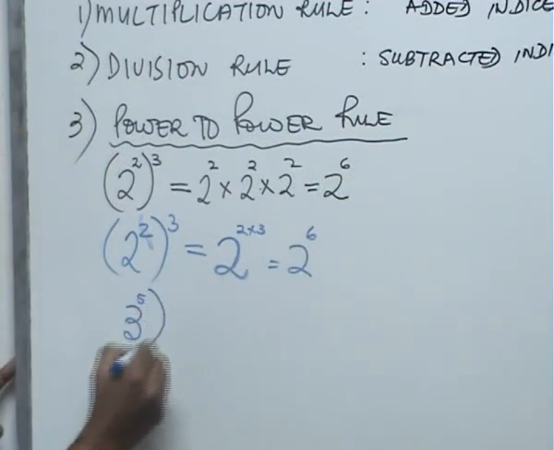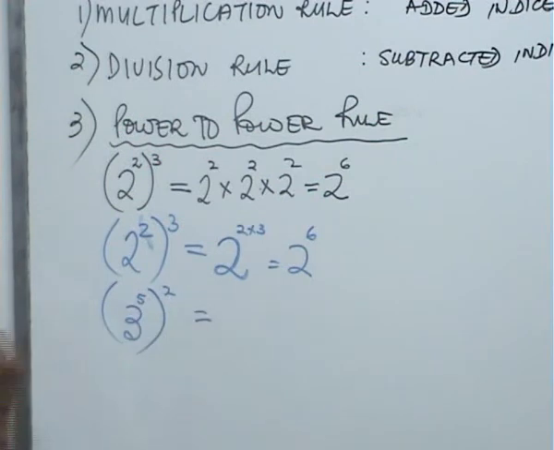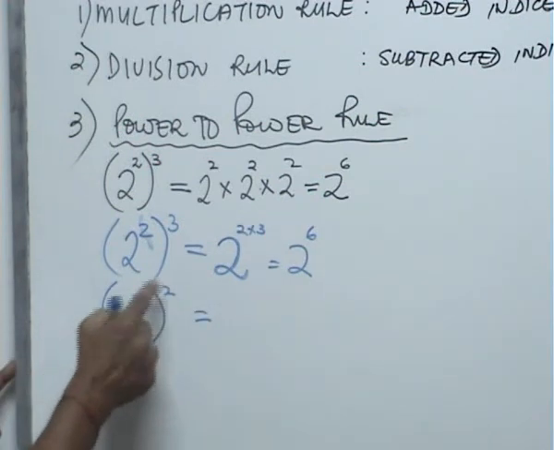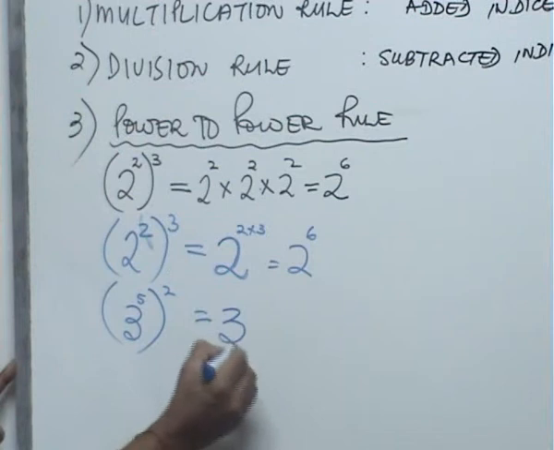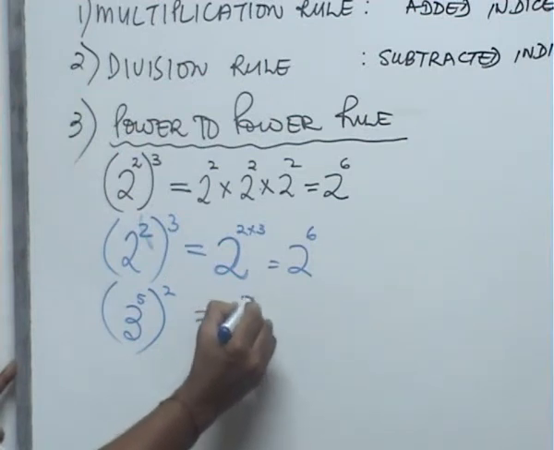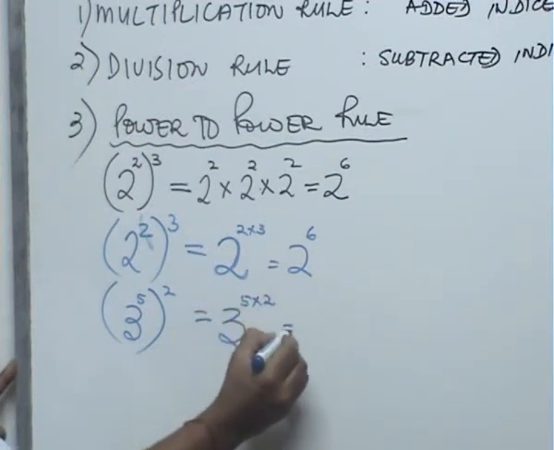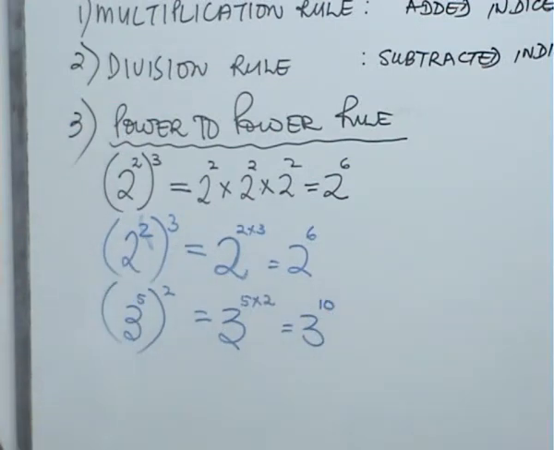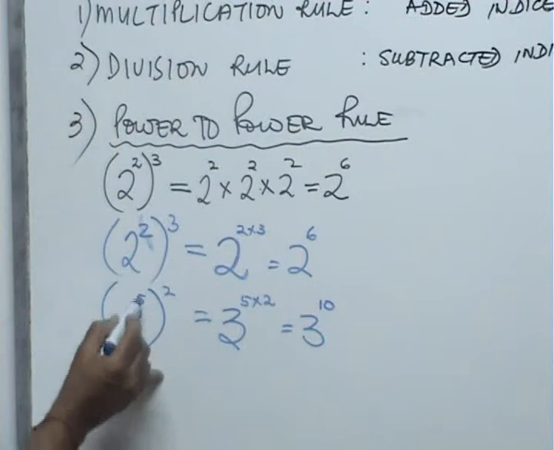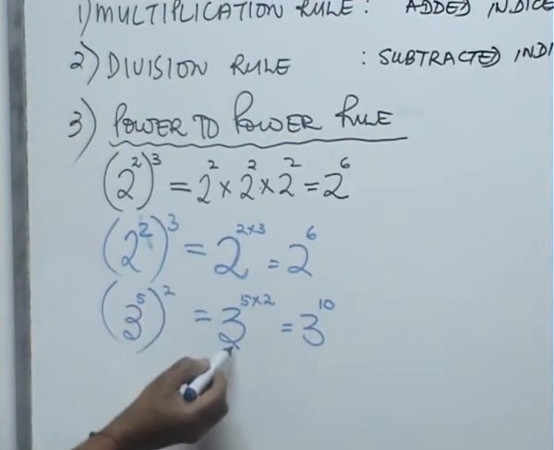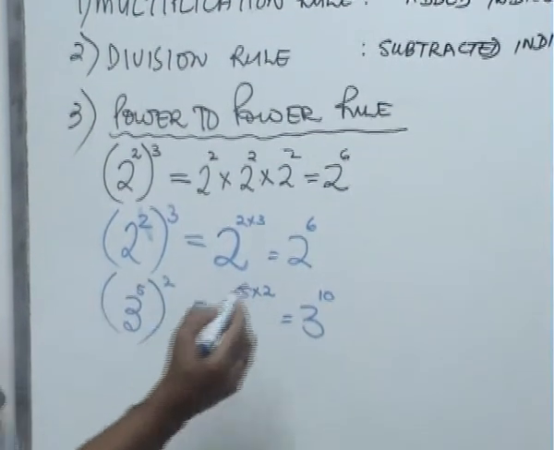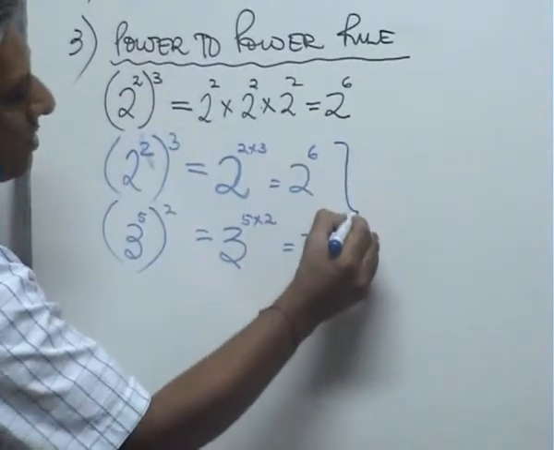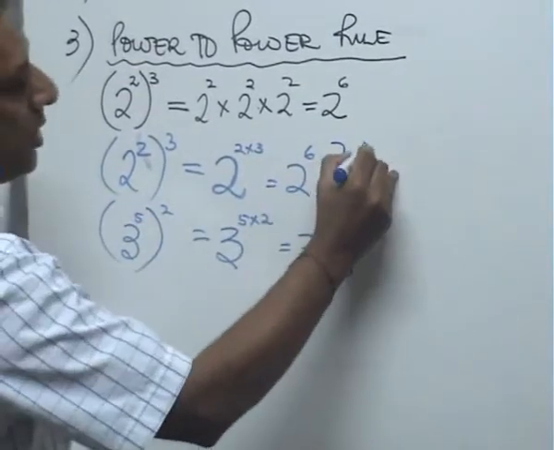So let's do another example. 3 to the 5 all squared. Well, this is a power to power. Just write down the base, take the indices and multiply them. So you get 3 to the 10. So that's your power to power rule, which says that if you've got a power to a power, write down the base and multiply the indices.